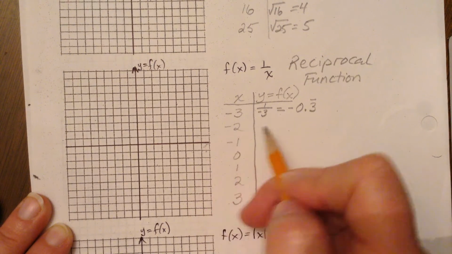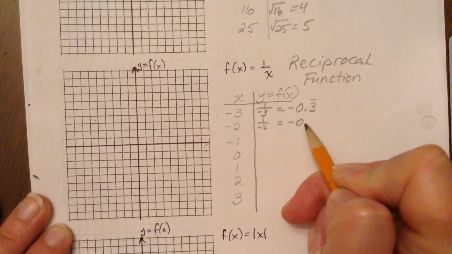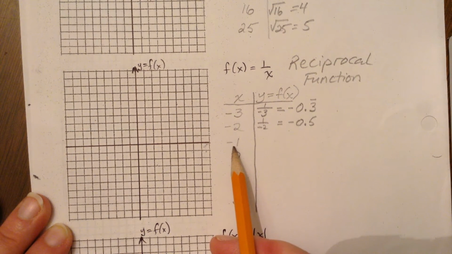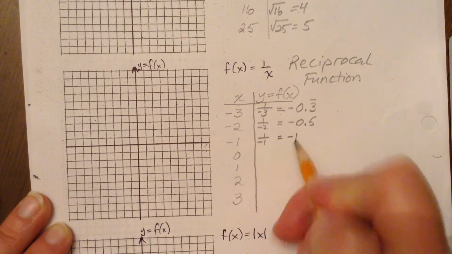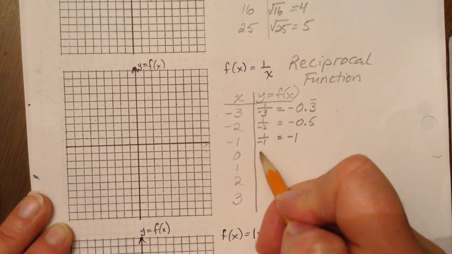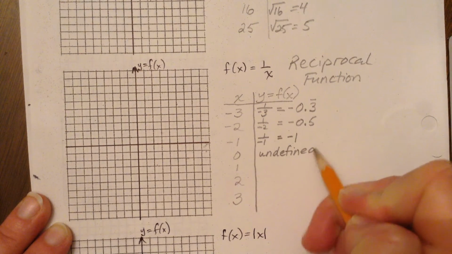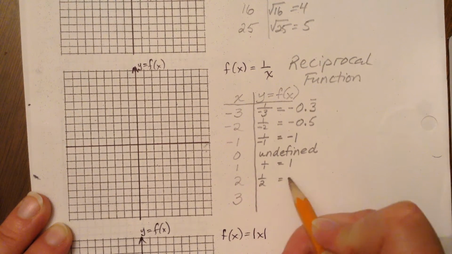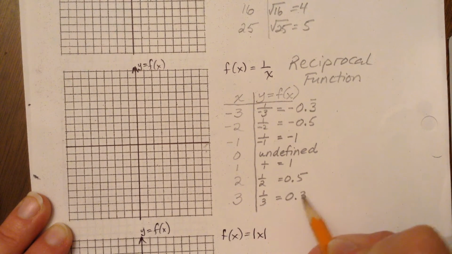1 divided by negative 2 is negative 1/2, or if you prefer a decimal, negative 0.5. 1 divided by negative 1 is negative 1. Now what's 1 divided by 0? Well, that's undefined because the cardinal rule of math is we are not allowed to divide by 0. 1 divided by 1 is 1. 1 divided by 2 is 0.5. 1 divided by 3 is 0.3 repeated.